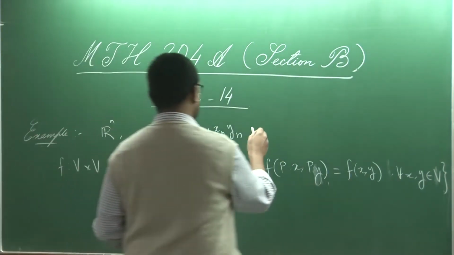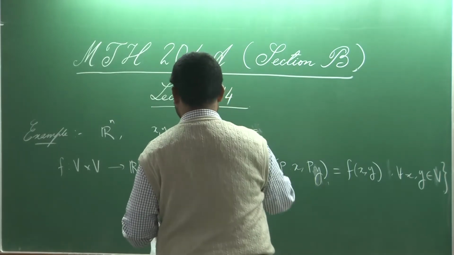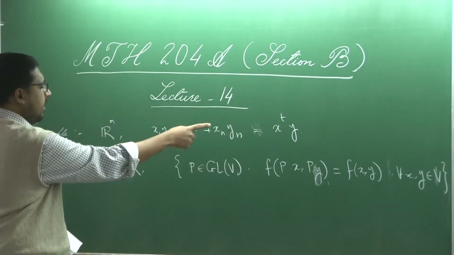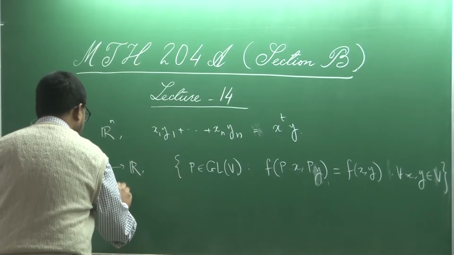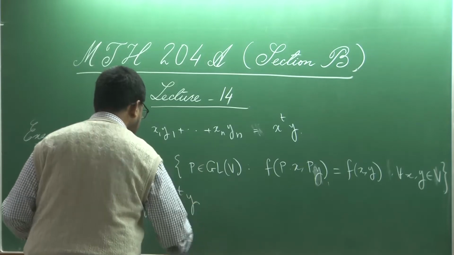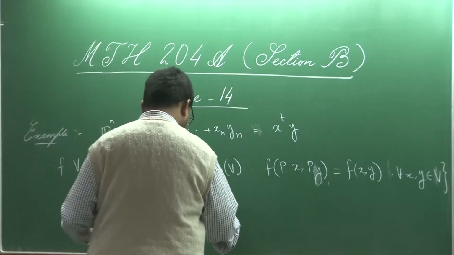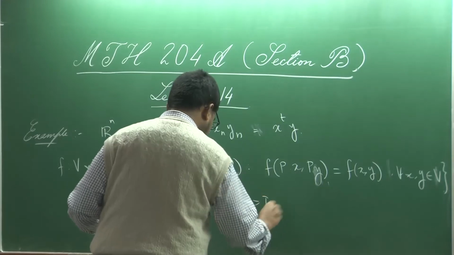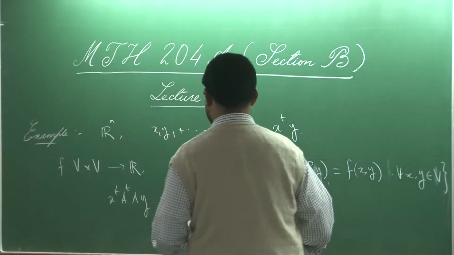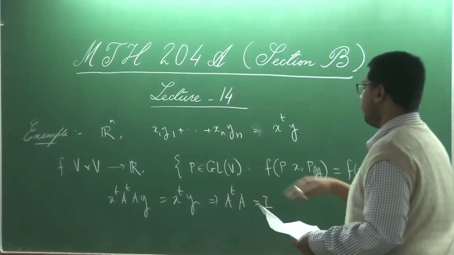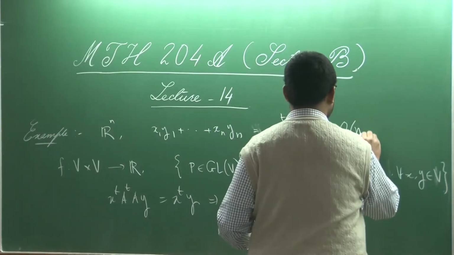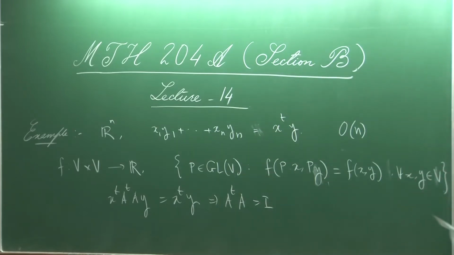Here, if you want to write it in the form x transpose y, an invertible matrix A that preserves this must satisfy x transpose A transpose A y equal to x transpose y for all x, y, and that implies A transpose A equal to identity. Similarly, A A transpose will also be identity, and from that we obtain that the stabilizer of this form is the orthogonal group O(n), the n by n orthogonal matrices.